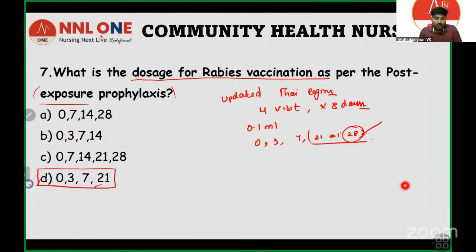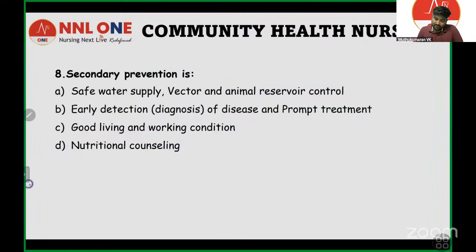So for rabies, which regimen are we following? Updated Thai Red Cross regimen, intradermal route. This is more than enough for you. From this only they are going to ask the question. The only important thing that you should know is whether the question is from the Eastern regimen or the updated Thai regimen. If they are giving 5 visits, then it is the Eastern regimen. If they are giving 4 visits, then it is the updated Thai Red Cross regimen. Okay, is it clear? So this is the important thing.